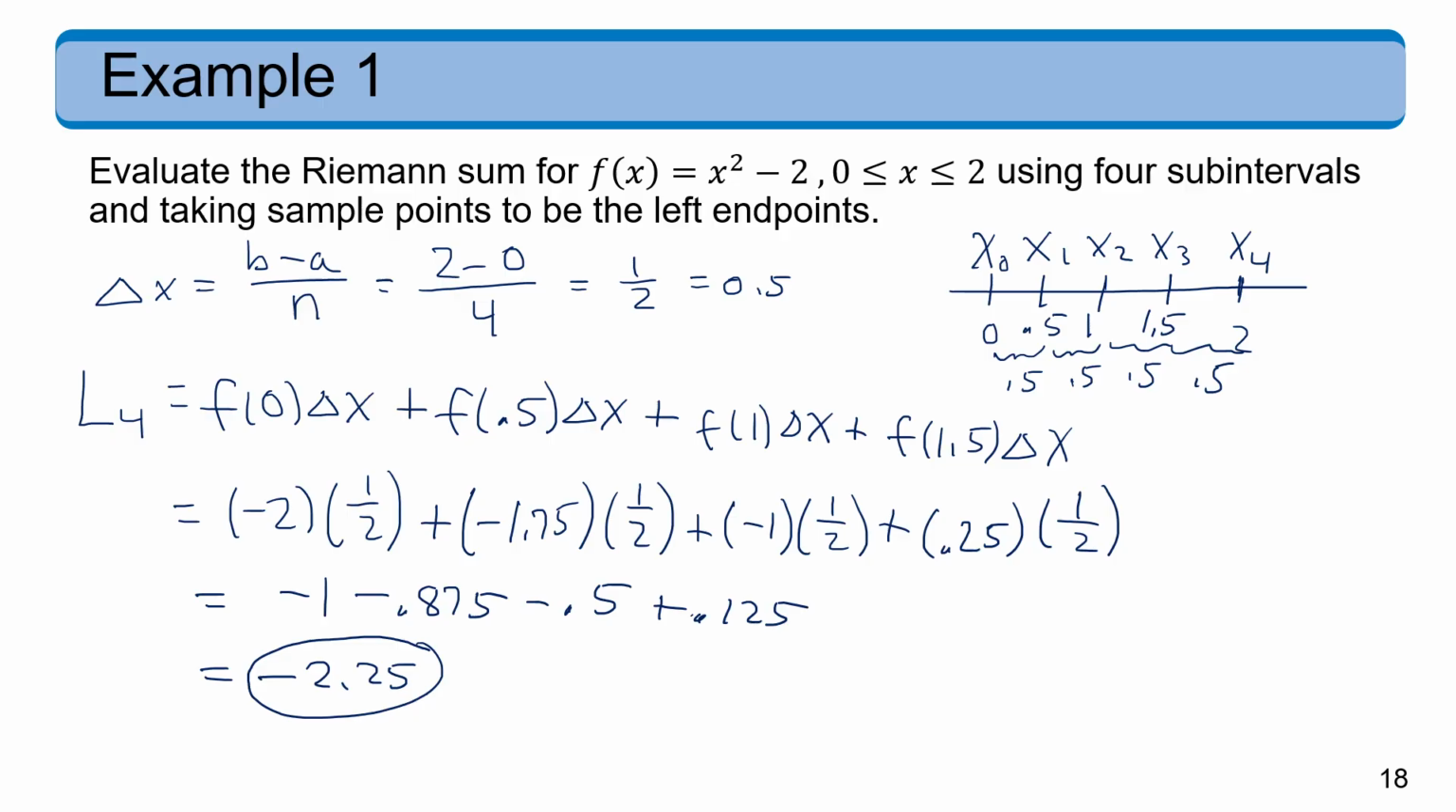Now let's relate this to the graph. So here's a quick sketch of this function on the x interval from 0 to 2. So if we plotted a few points in the function f of x, when x is 0, y is negative 2. When x is 1, y is negative 1. When x is 2, y is going to be 4 minus 2, which is positive 2. Right, so this is a parabola that's been shifted down 2 units, just part of it.